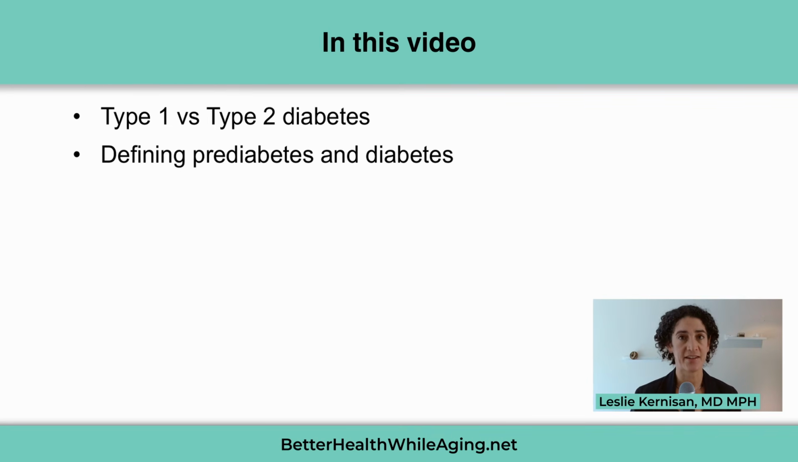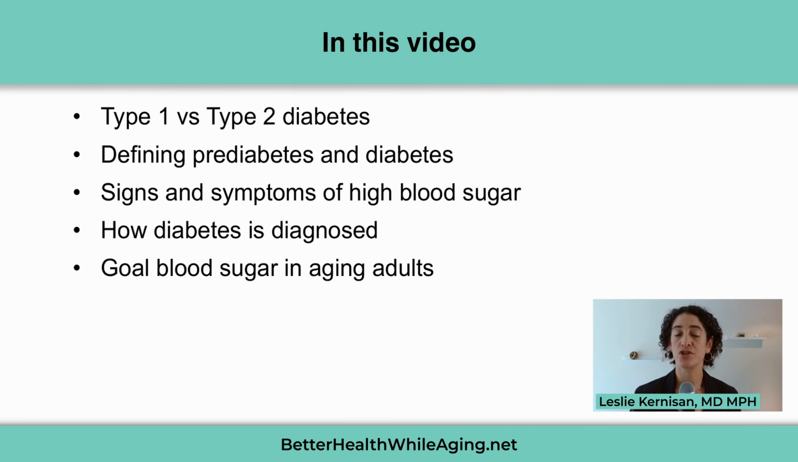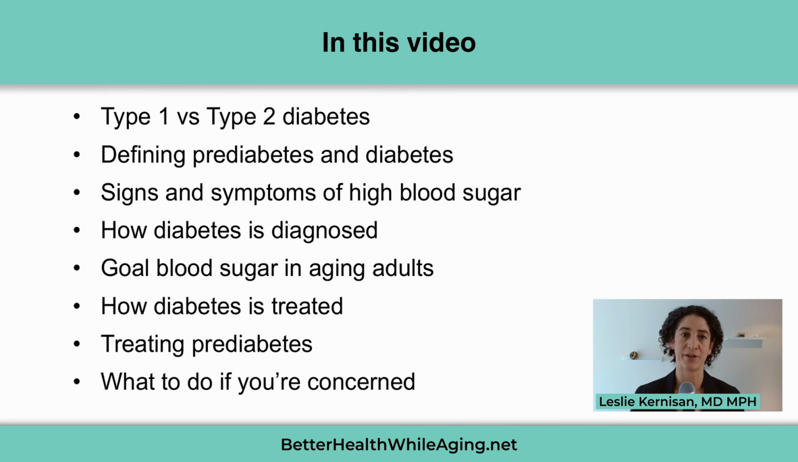What is the definition of prediabetes and diabetes? Signs and symptoms of high blood sugar. How diabetes is diagnosed. What the goal blood sugar should be in aging adults, because we do take a little bit of a different approach to that in geriatrics than the endocrinologists sometimes do. How diabetes is treated. How one might treat prediabetes, and then what to do if you're concerned about blood sugar. So we're going to get started with that.